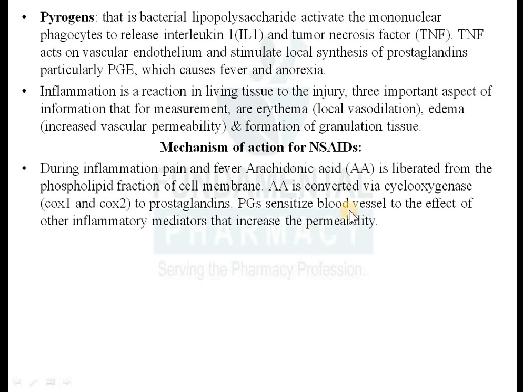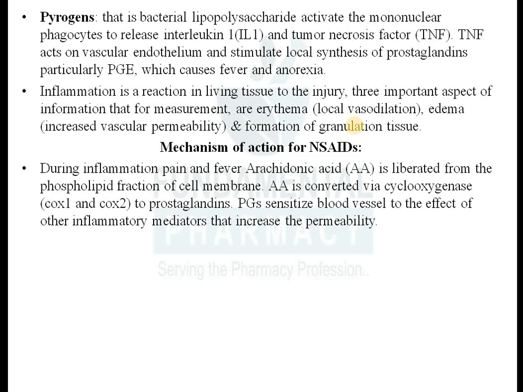Okay, so you know that your biological membrane is made up of phospholipids. So whenever there is an injury, there is a release of arachidonic acid from the phospholipid fraction of your cell membrane. Now this arachidonic acid is released from the cell membrane by the action of phospholipase C. There is one enzyme known as phospholipase C that will release arachidonic acid. Phospholipase, as the name indicates, lipase means it will break down the lipids. Phospholipase means phospholipid को break down करने वाला enzyme.